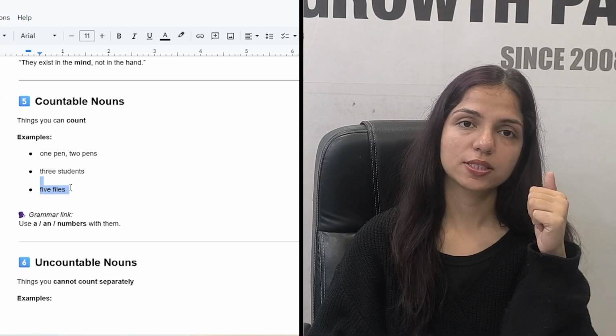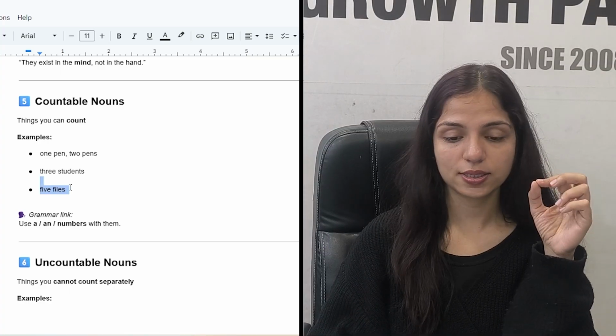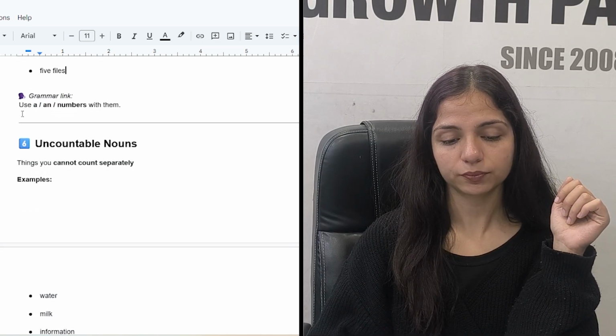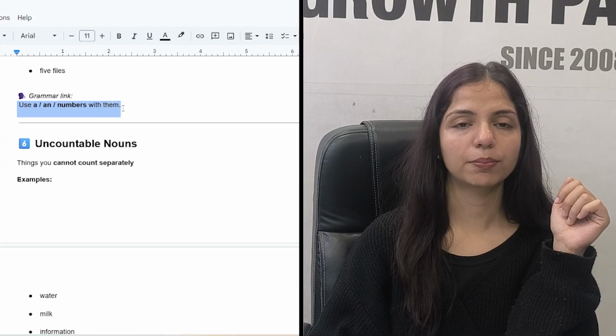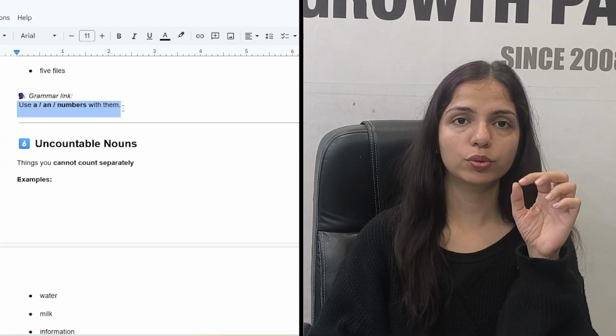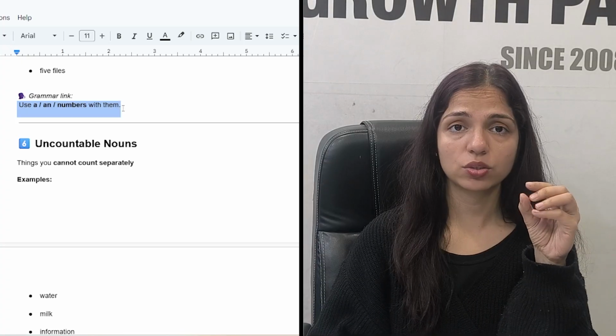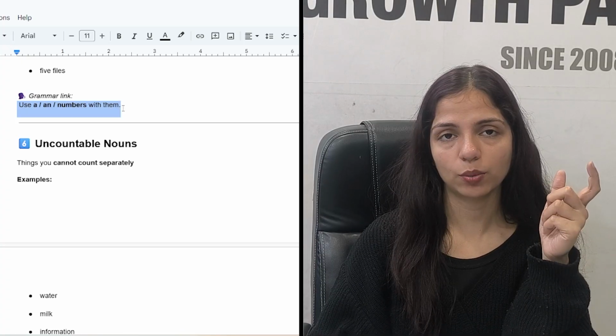When I talk about these things, it is very easy to understand that we can count them. That means these are countable nouns. Use a, an or numbers with them. A or an, both depend. These are articles, right? The usage depends on the sounds that we get from the vowels.